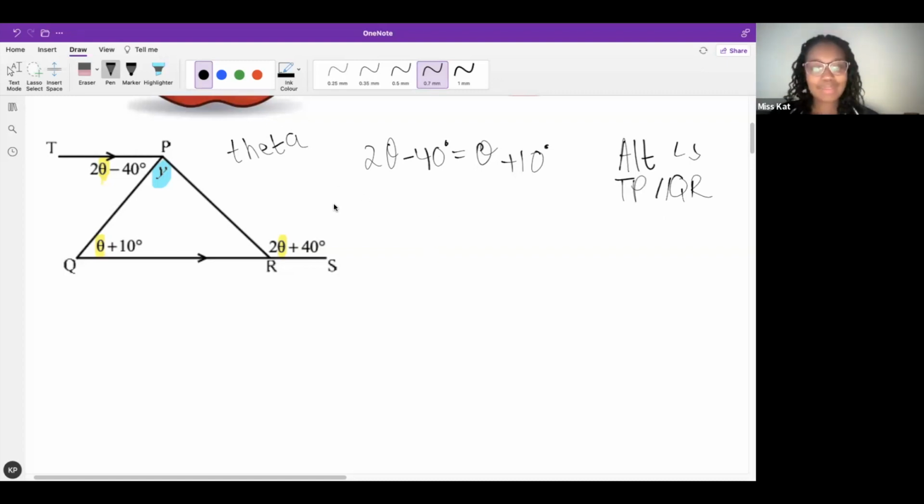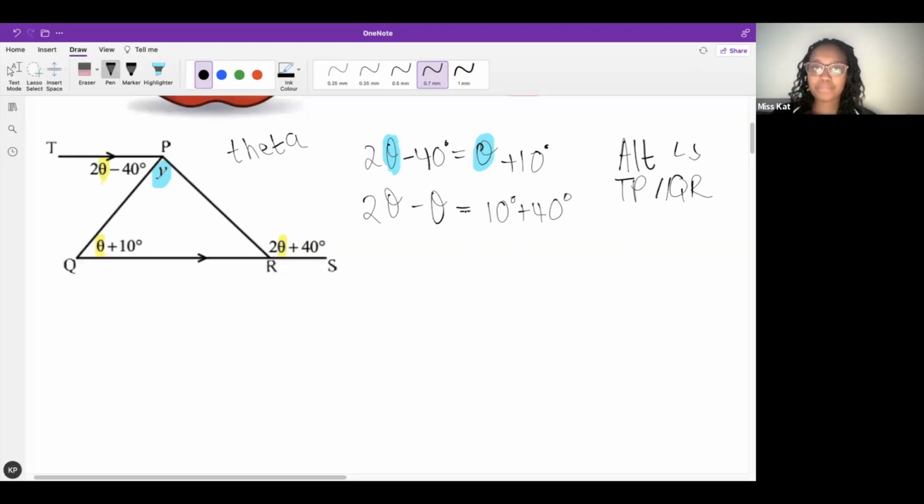Let's solve for theta. Remember, theta is like an x. So it's basically like saying 2x minus 40 equals x plus 10. What would you do if this was an x? Wouldn't you take the theta across? Yes. Make it negative. 2 theta minus theta equals 10 degrees plus 40 degrees. There you go. Okay, what's 2 thetas minus a single theta?